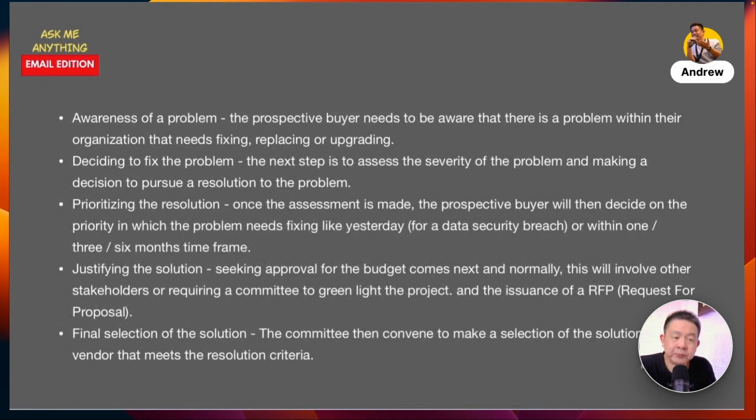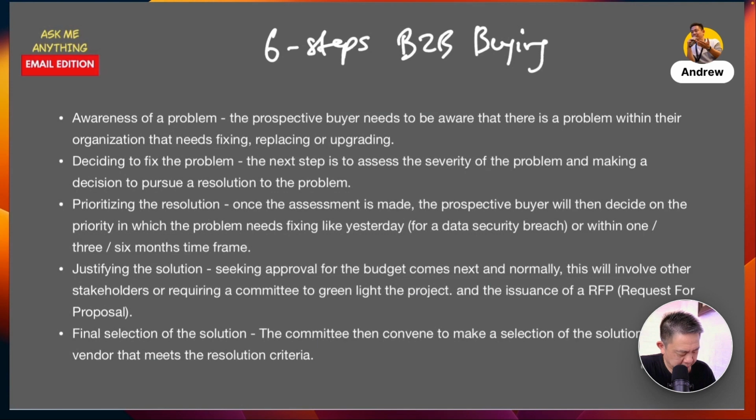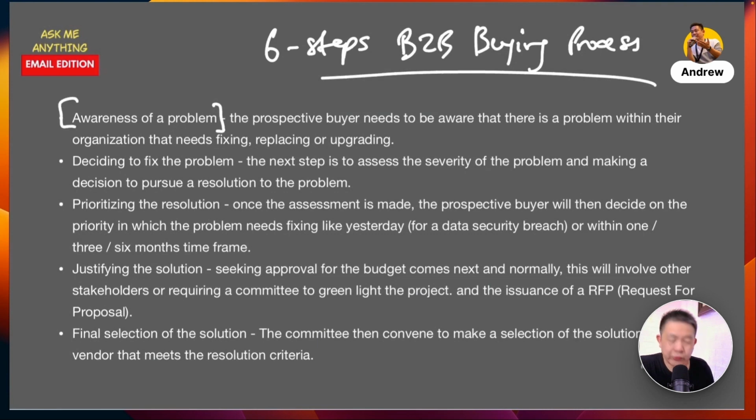Now, if you notice, here are the 6 steps of a B2B buying process. Okay. So what are they? The first one is they have to obviously create or have an awareness of a problem, right? So for a B2B buyer, they need to be aware that there's a problem they need to fix. If they don't think there's a problem, then whatever you put in front of them won't interest them.